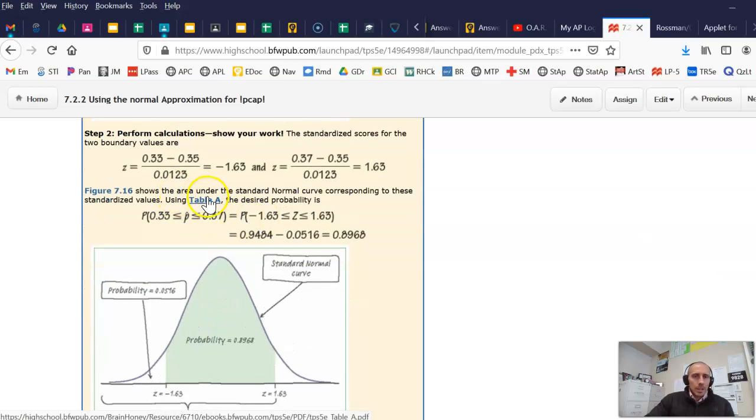Anything talking about table A, ignore that. We do our calculations on the calculator. We don't use the table.